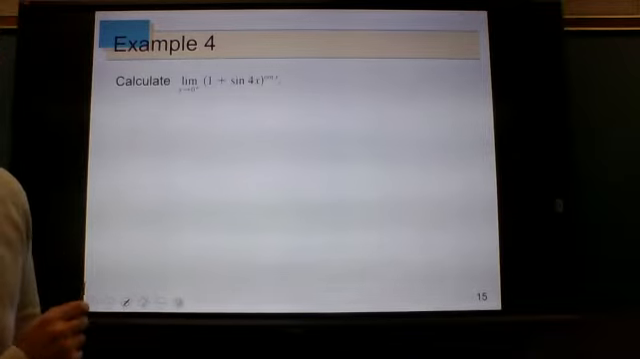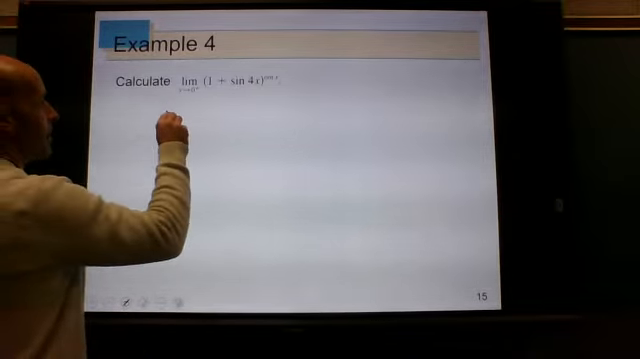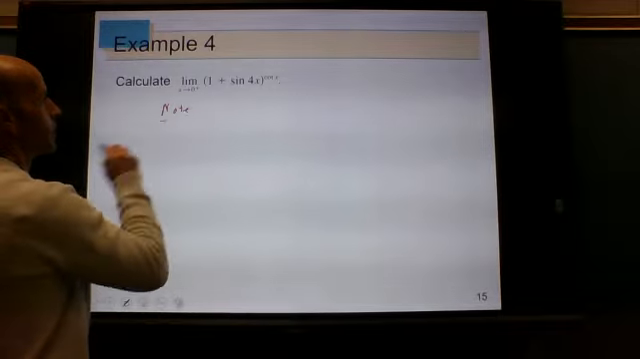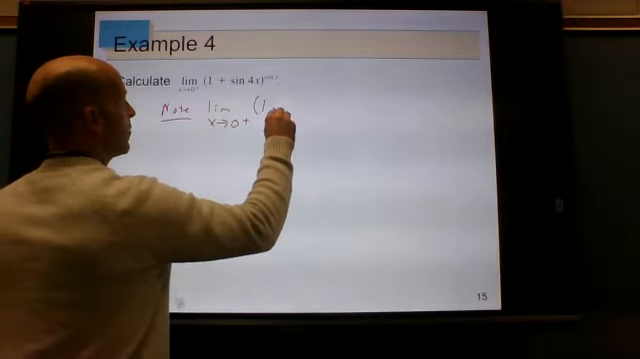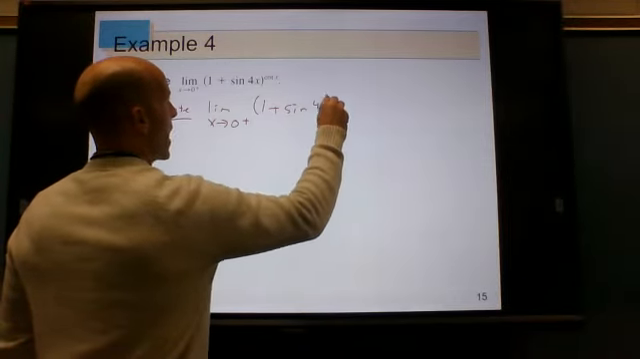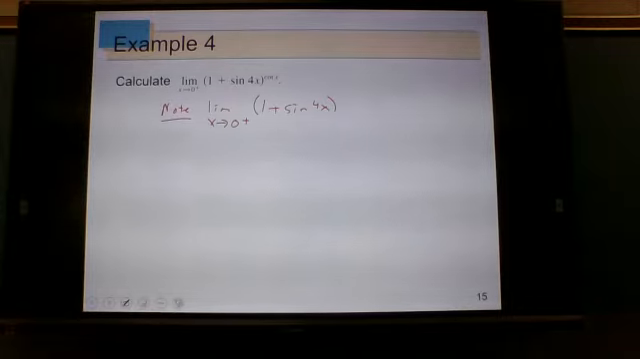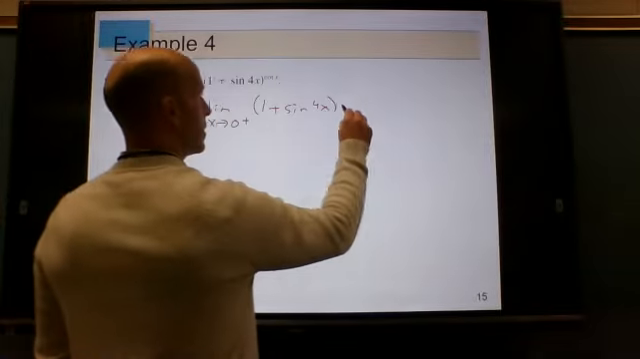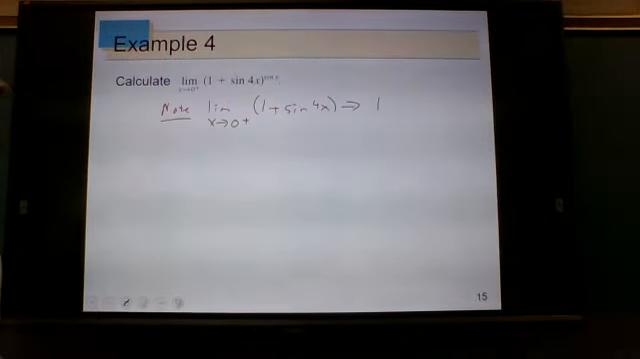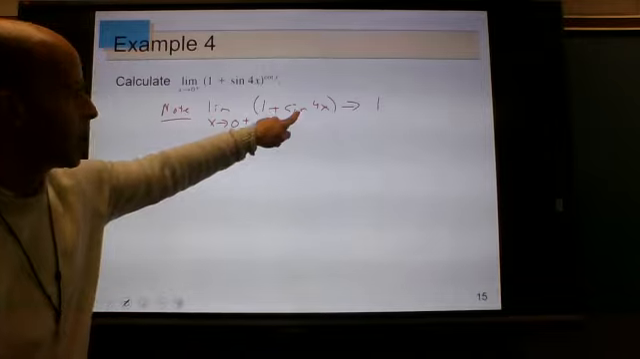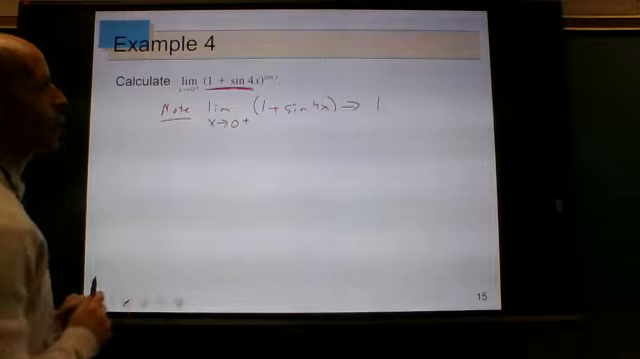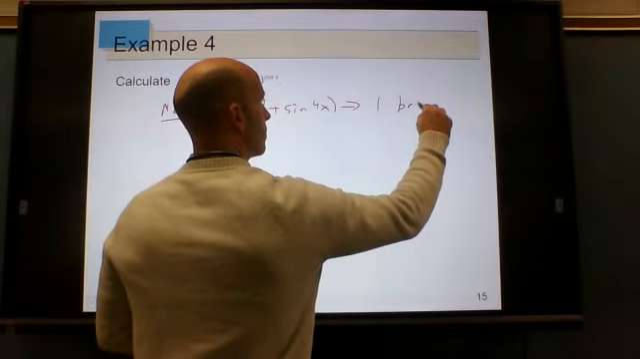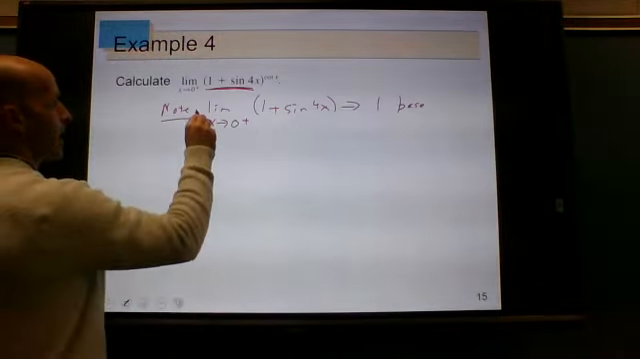So what I would like to do first is note that the limit as x goes to 0 plus of 1 plus sine of 4x, if I plug 0 into that, tends to go to what? Well, that's going to go to 1, right? If you plug 0 in here, sine of 4 times 0 is sine of 0, which is 0. So that's 1. That tells us that the base here is 1. So that's note 1.